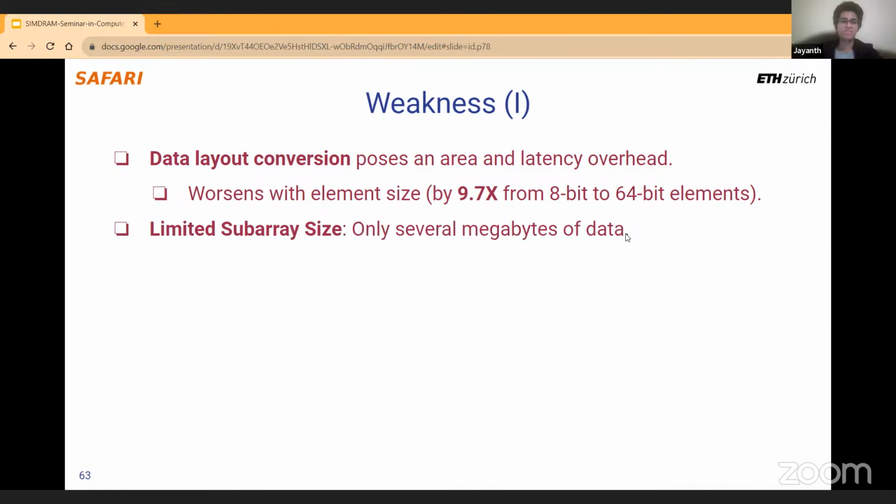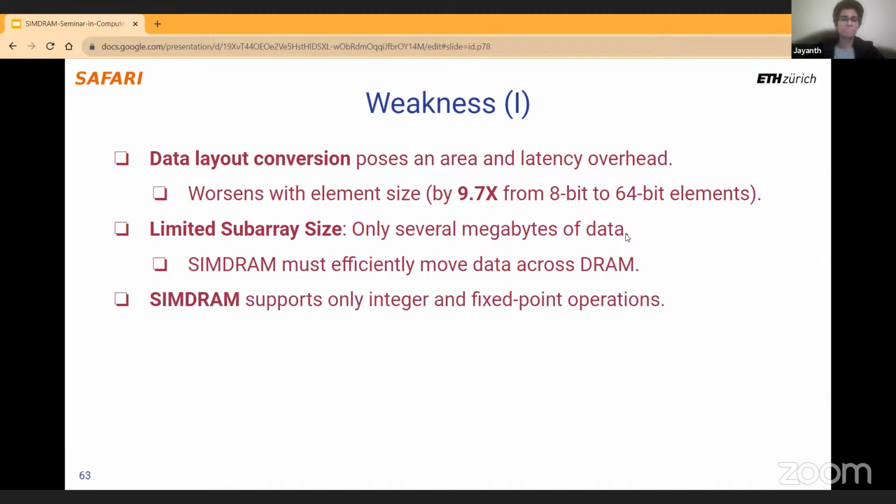And we have the limited subarray size. So if SIMDRAM needs to operate on large amounts of data, it will need efficient mechanisms which would allow it to move data within the entire DRAM hierarchy. And this needs efficient and effective row copy mechanisms. Some such works are described in greater detail in the paper. And SIMDRAM only supports integer and fixed point operations as of now.